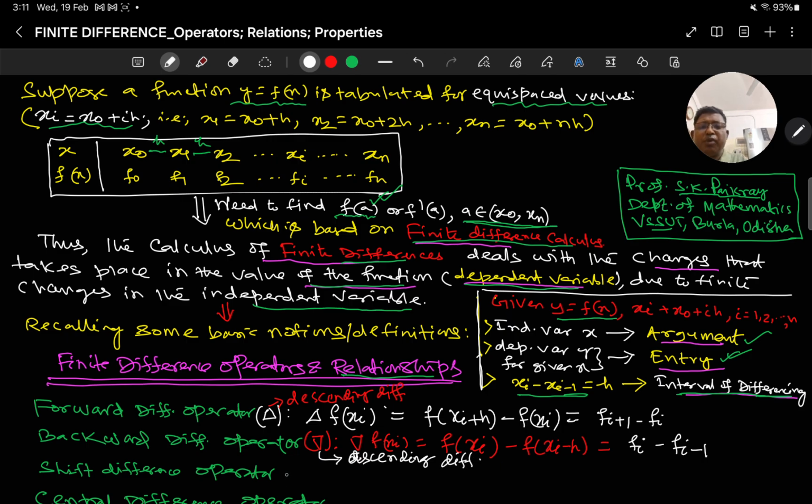Similarly, coming to the shift operator, it is denoted by capital E. If E is operated upon a function f(x_i), it is shifted to f(x_i plus h), which is the same thing as f_(i+1). Now coming to the central difference operator.